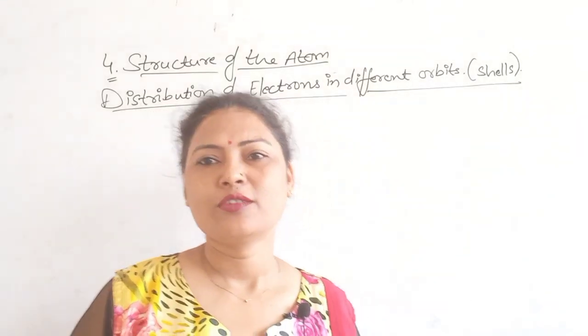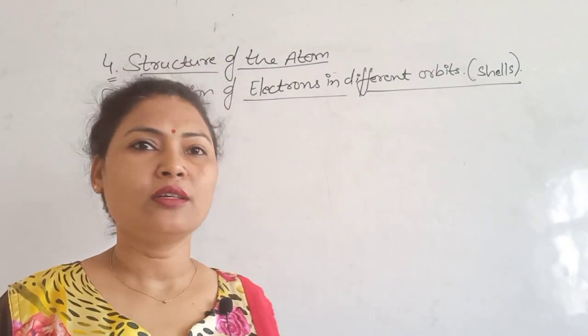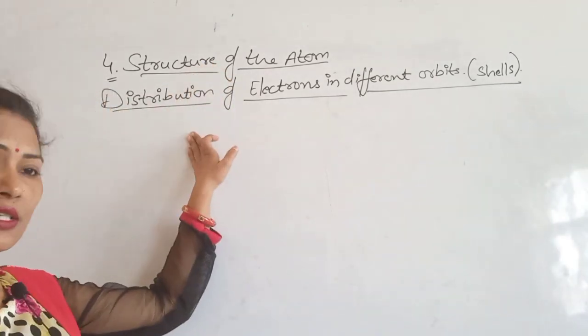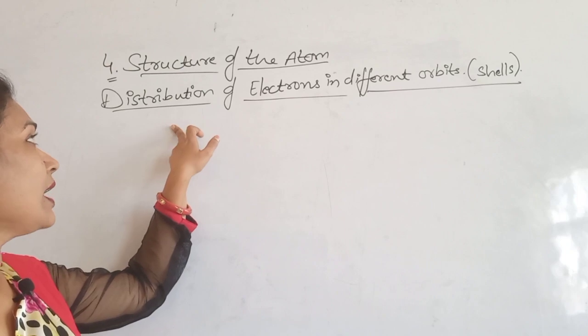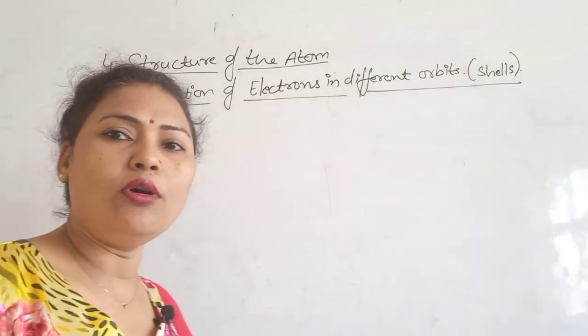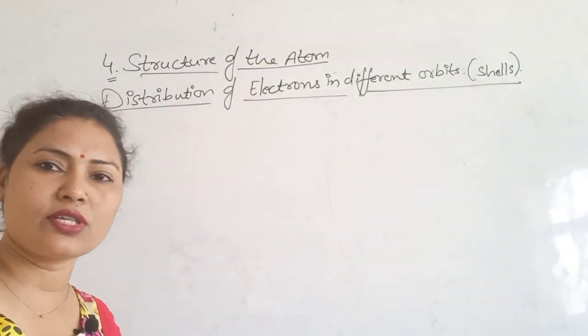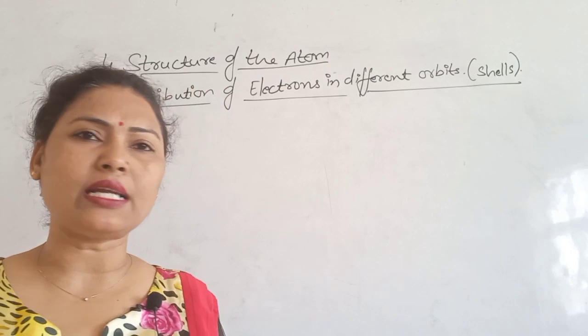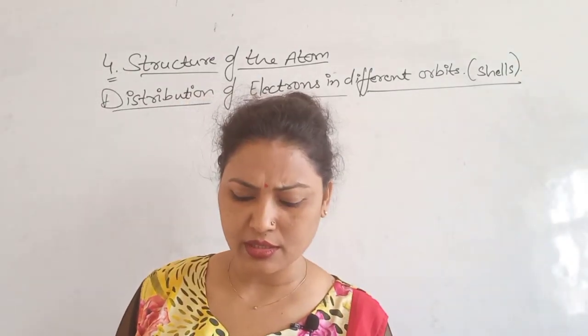Hello everybody, today I want to discuss the structure of the atom, and in this chapter we will discuss the distribution of electrons in different orbits. Orbits are also known as shells or energy levels. How the electrons are distributed, let me discuss now.